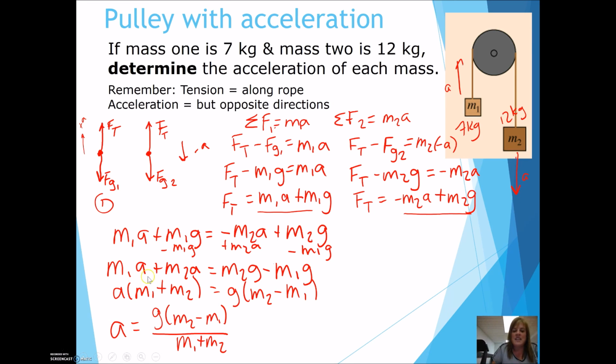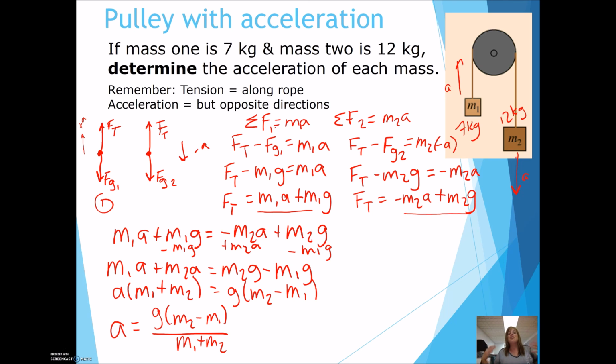Because if we had subtracted the a's, this term would cancel and it would say that the acceleration of these blocks is equal to g. So if you ever get in a situation where you get a equals g in a pulley problem, you forgot your negative. Because unless we cut these ropes, this thing is not accelerating at negative 9.8 meters per second squared.